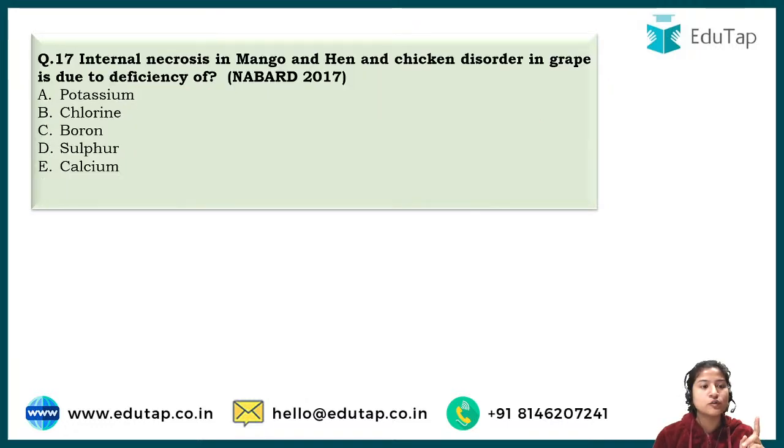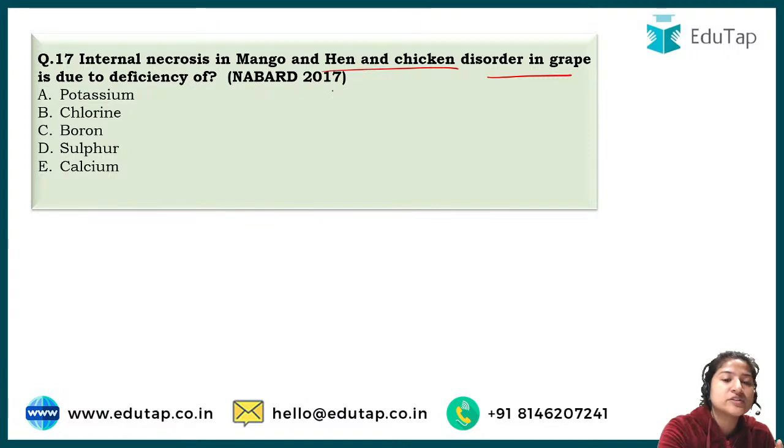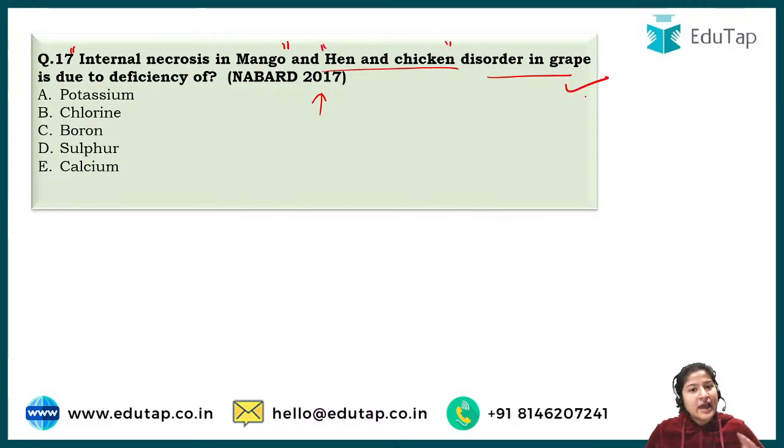Alright. Now let's move to question number 17: internal necrosis in mango and hen and chicken disorder in grape is due to deficiency of, this is number 20. So this is internal necrosis in mango and hen and chicken disease in grape. We had one session fully dedicated to diseases, but because there are so many, that was to give you an idea that questions of these are asked, and it can happen that the exact question we did in class, or something similar to it, comes up.